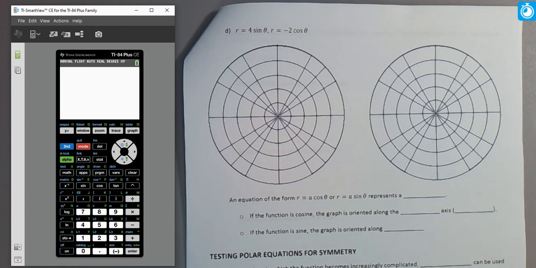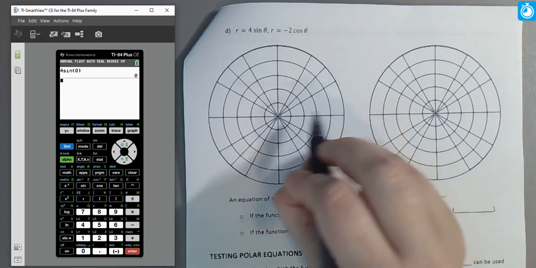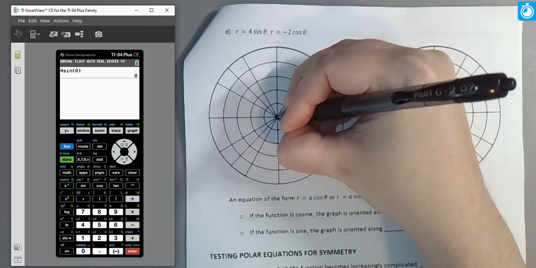Okay, so we're starting at theta equals 0. So for r is equal to 4 sine theta, what is r going to be? Well, r is going to be 4 times the sine of 0, which is going to be 0. Okay, so at 0 rotation, 0 degrees in this case, our associated value for r is also 0, which means we're at the pole. We're starting from the pole.